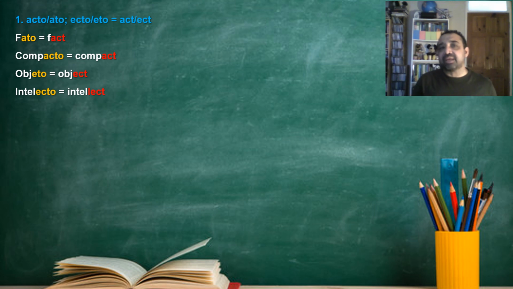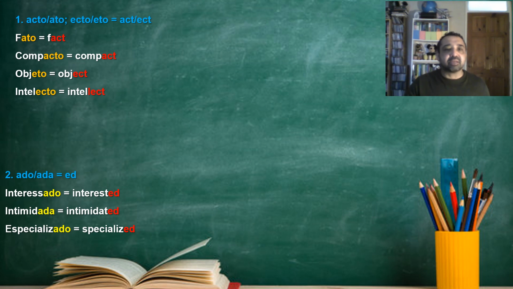"Act" in Portuguese can become "ato" or "eto". For example, fact is fato, compact, compacto, object, objeto, intellect is intelecto. Okay?